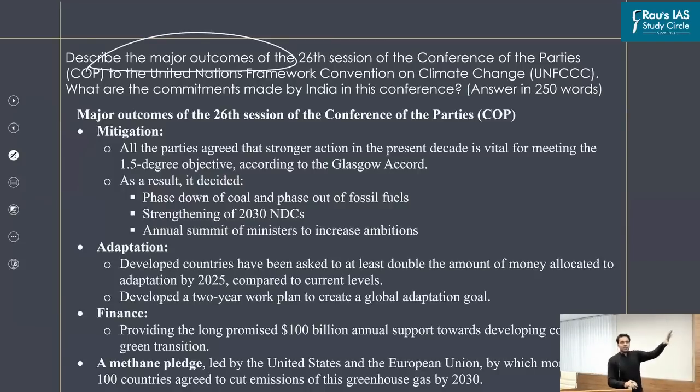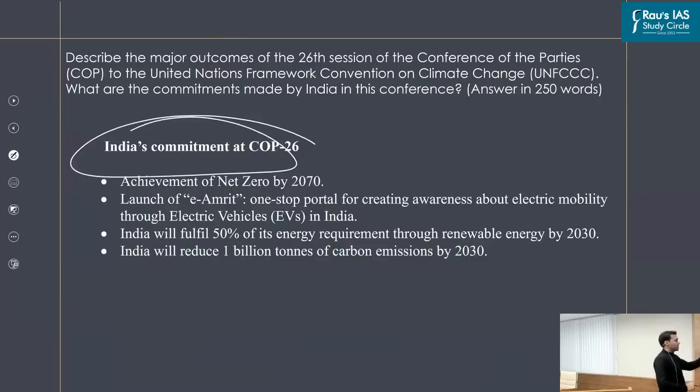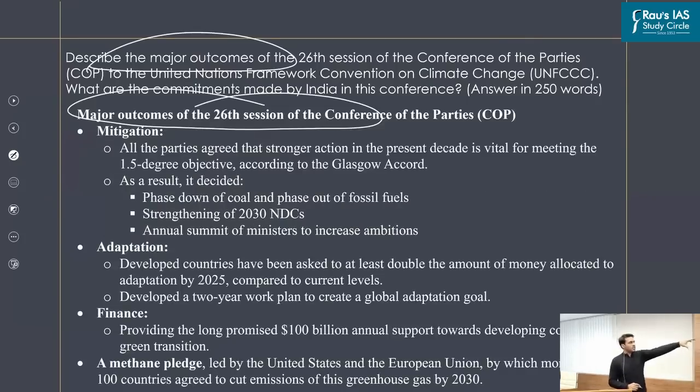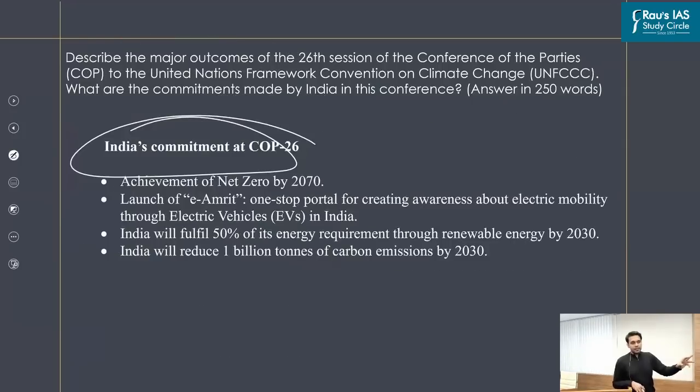So we have discussed in the mains revision classes, we have discussed in current affairs classes that it is necessary that you take keywords directly from the question, because if you do not put headings as the keywords taken from the question, the examiner would never know where you have addressed the main demand of the question. So if the question says describe the major outcomes, you have to use "major outcomes of COP." If the question demands from you the commitments made by India, the heading has to be "commitments made by India."